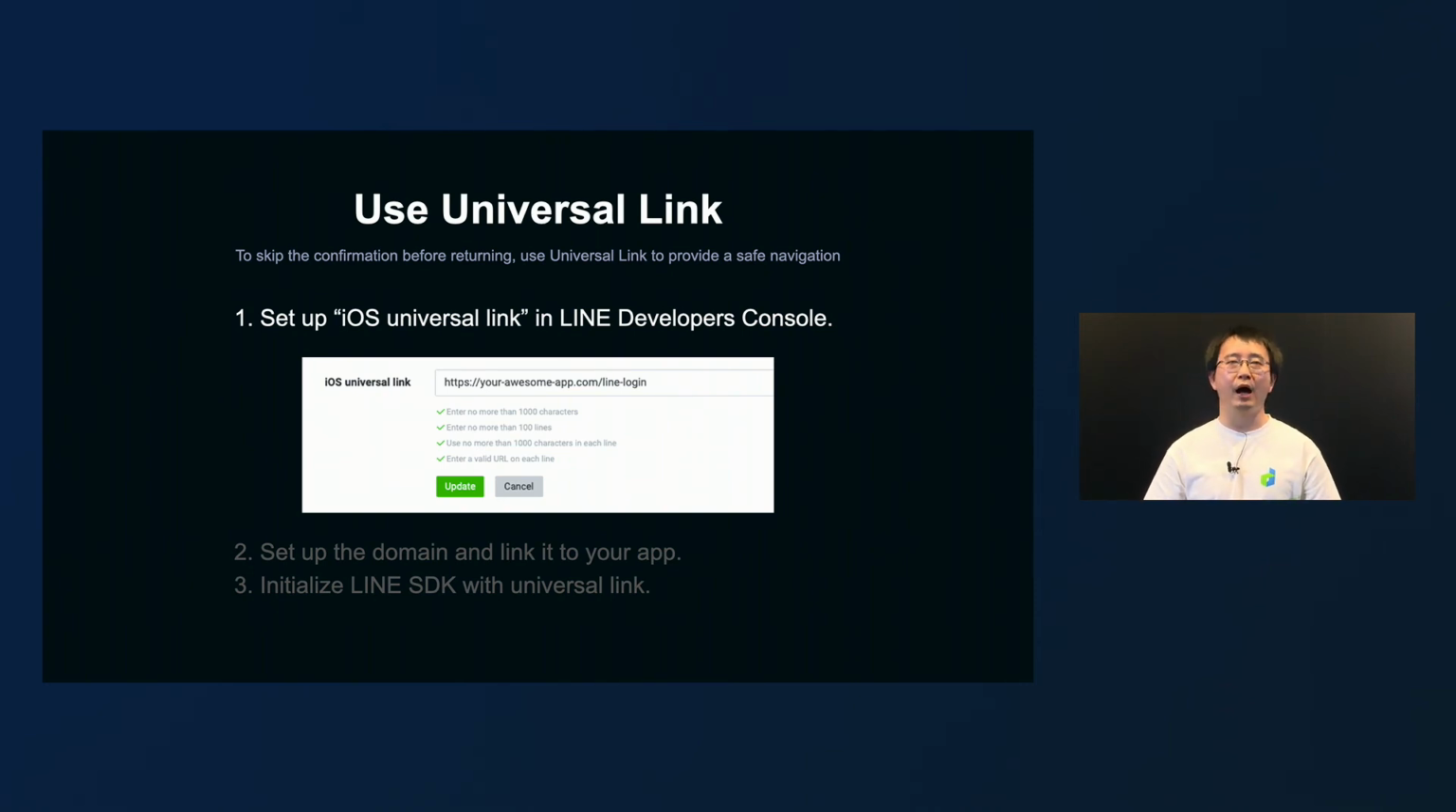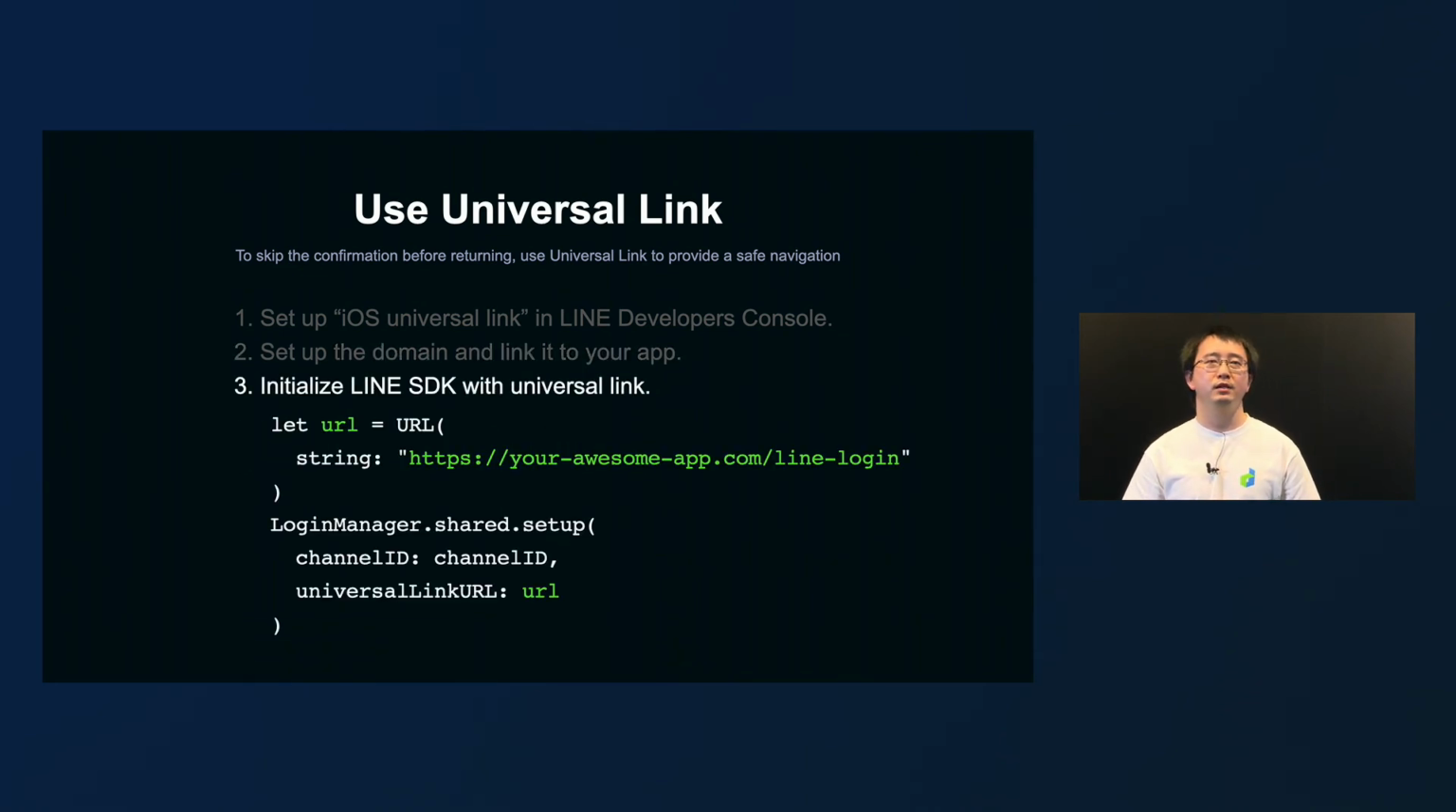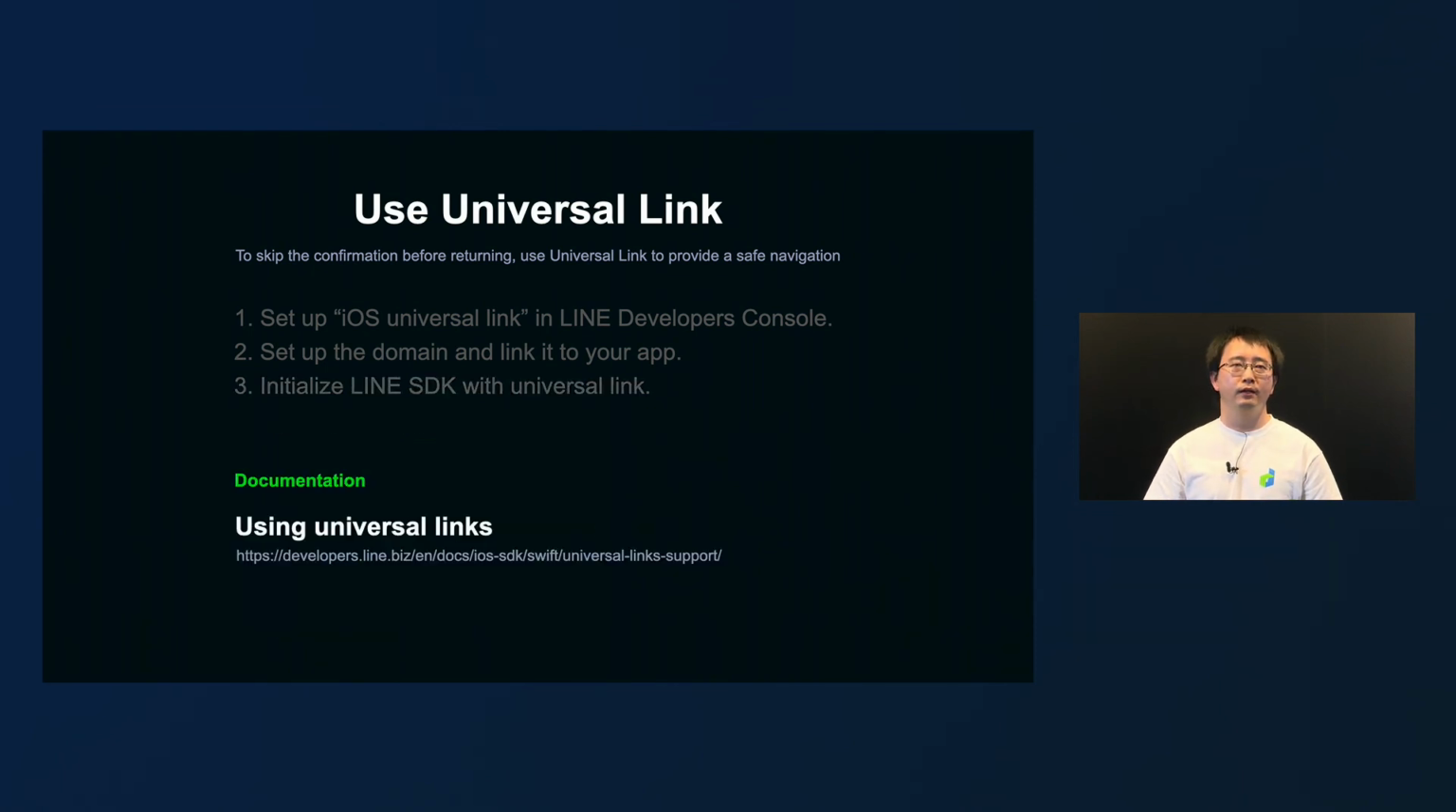First, set up iOS universal link in the Line Developers Console. Second, set up the domain and link it to your app. You can refer to Apple's universal link for developers documentation for that. Last, initialize Line SDK with that universal link, and Line SDK will handle other things for you. There is a using universal link documentation to guide you step by step to implement it.